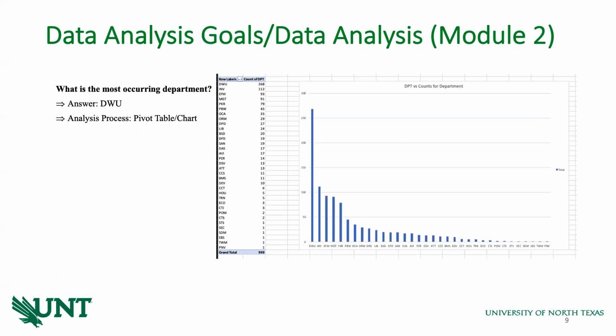So we try to find the answers to the remaining data analysis goals, for example, which is the most occurring department. So we drew a pivot table and pivot chart and sorted the data in ascending order. And from there, we can see that DWU was the most occurring department.